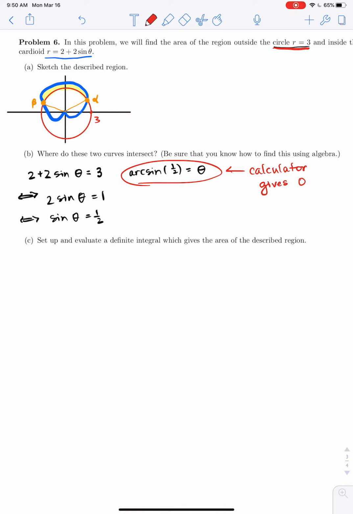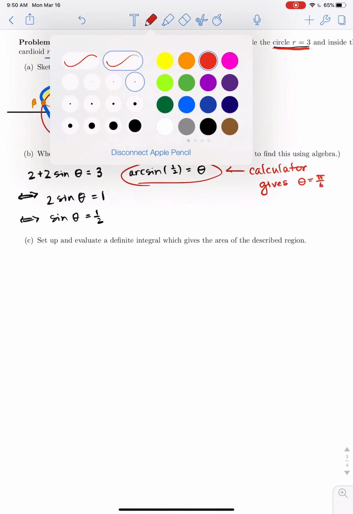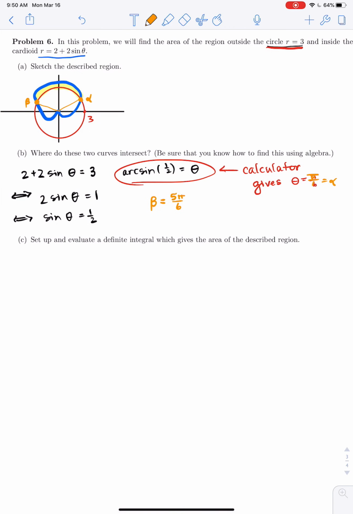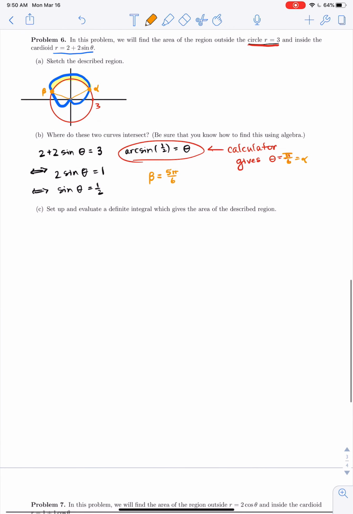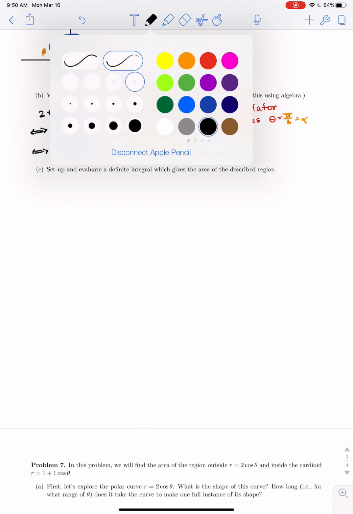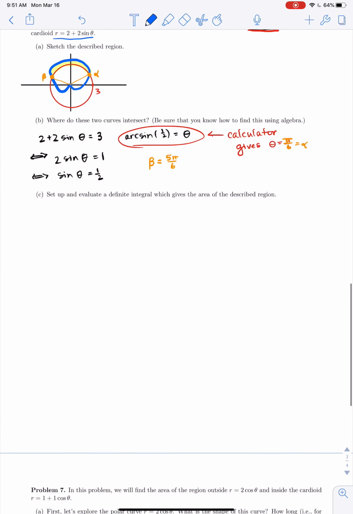So your calculator is only going to give you theta equals pi over 6, but you can see that that's only your alpha. So if you use a calculator, you'll have to know that there's another angle that's a reflection across the y-axis of, what would that be? 5 pi over 6. Okay, so pi over 6 and 5 pi over 6 are the 2 angles where these curves intersect, and we need both. Okay, now that we have this, we can use the exact same logic as what we did in problem 3.